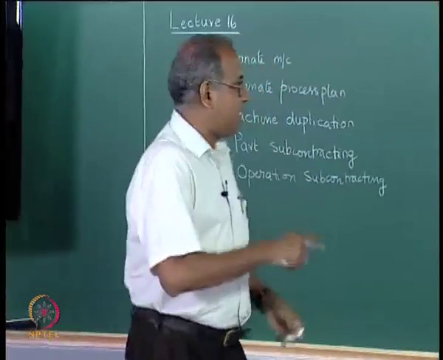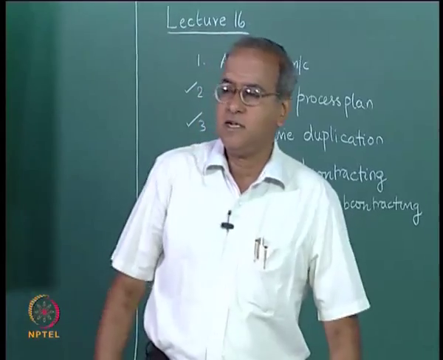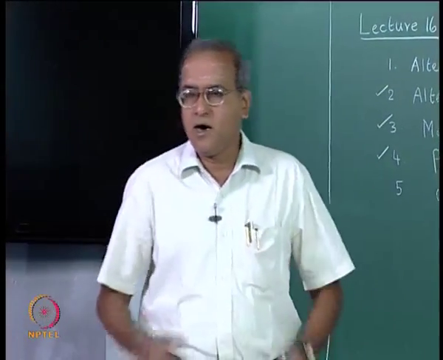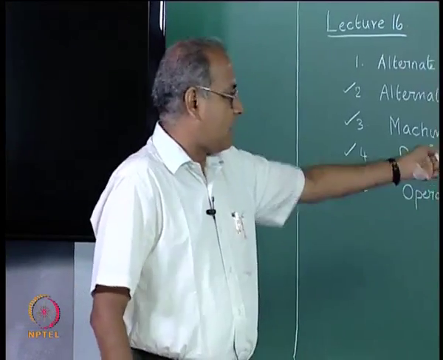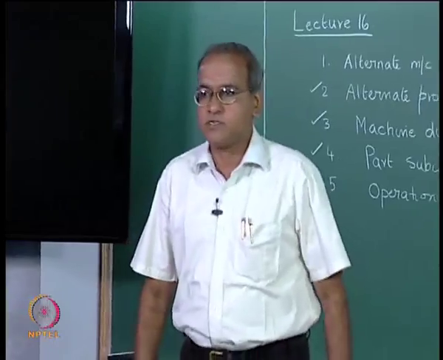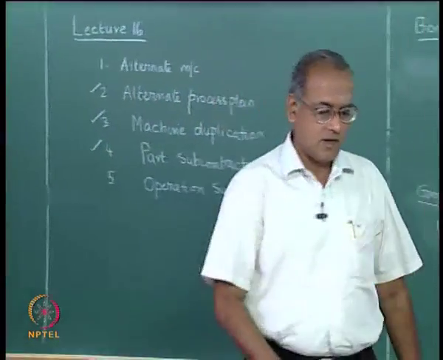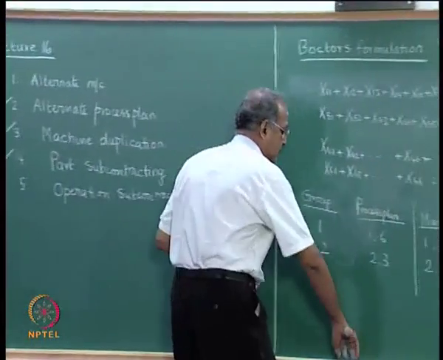So, this is how we bring in alternate process plans into the formulation stage, and either we can modify the Bakhter's formulation to do it, or modify the P median formulation to do it, or have a similarity coefficient based approach which considers alternate process plans. So, we will now look at the next one, which is the problem to duplicate machines.